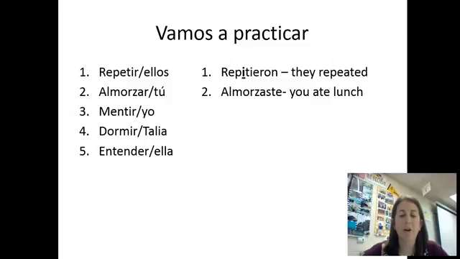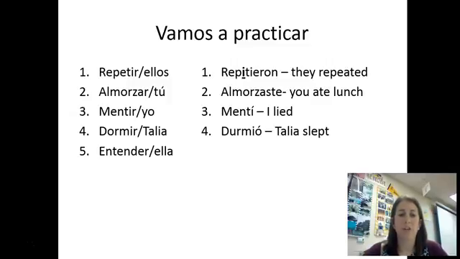Mentir in the yo form. Although mentir is an IR verb, again, we are outside of the flip-flop, therefore we are not going to have a stem change. It is conjugated just like a regular IR verb: mentí, I lied. Number 4, dormir. Dormir is an O to U stem changer, and it's an IR verb, and we are in the flip-flop. Talia is someone's name. So we are going to have a stem change: durmió. And notice our endings are the same. We just have that slight stem change.